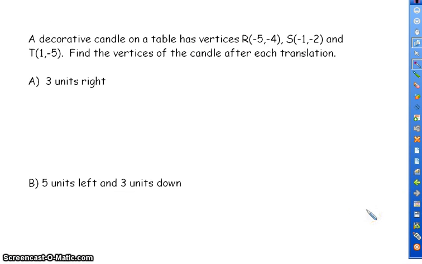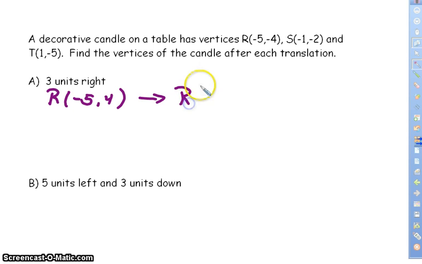So looking at this next problem, it says a decorative candle on a table has vertices R, S, and T. Find the vertices of the candle after each translation. So I'm going to go ahead and write out my original R, which is -5, 4. And I want to find my R prime.